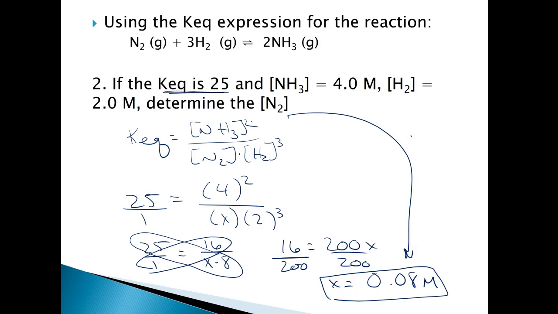And here's another thing you can do. You should put that number back in and see if it works. I mean, it should be close. So if I do 4 squared divided by 0.08 divided by 8, bingo, 25.